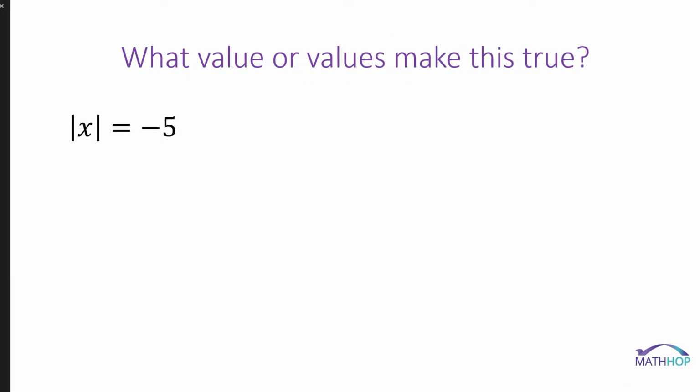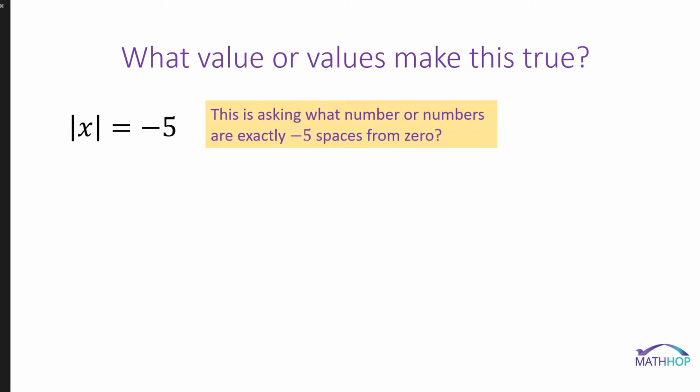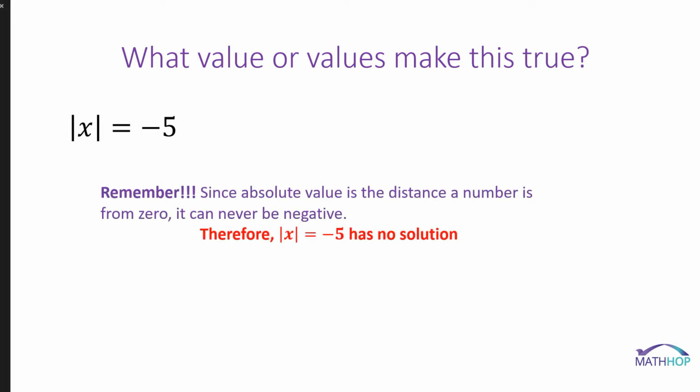All right, let's look at this one. What value or values makes this true? The absolute value of x equals -5. This is asking what number or numbers are exactly -5 spaces from 0. So we've talked about absolute value being a distance, and as a measurement, distance will not be negative. So there are no solutions to this. Absolute value is the distance a number is from 0. It can never be negative. Absolute value of x equals -5 has no solution.